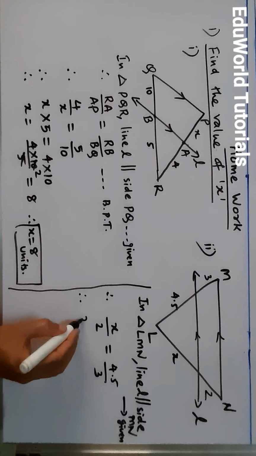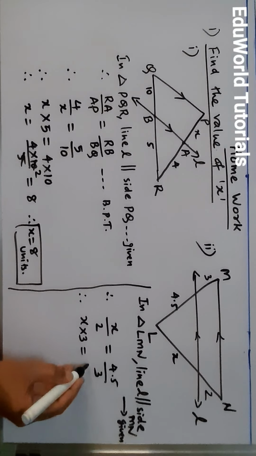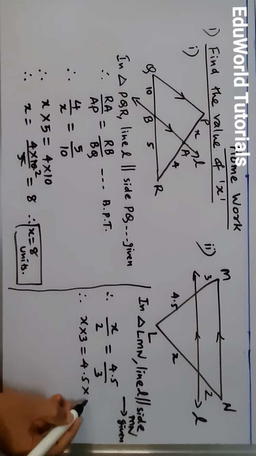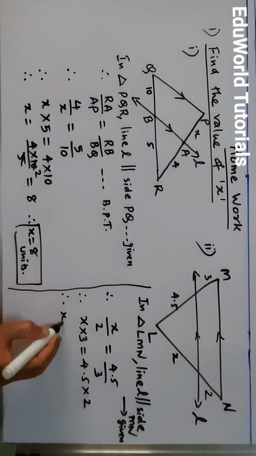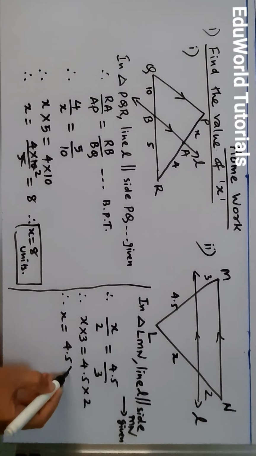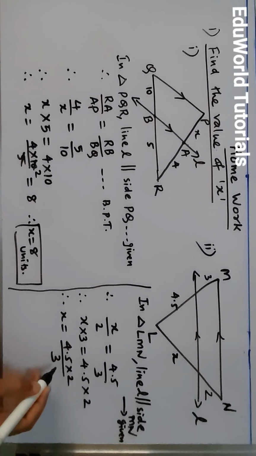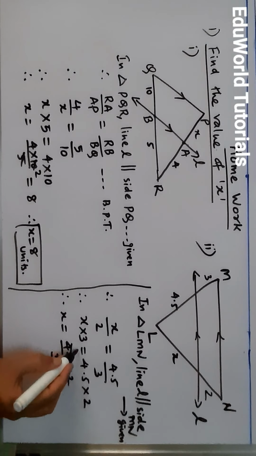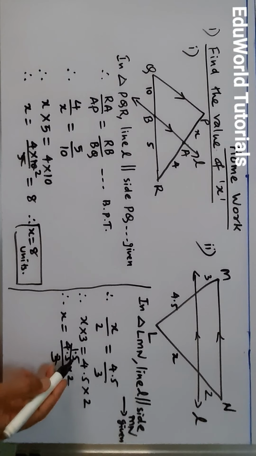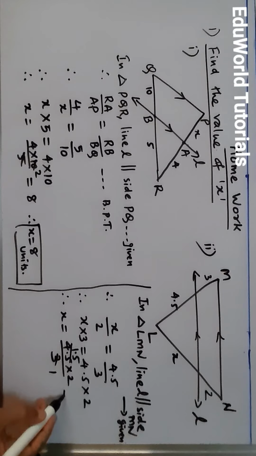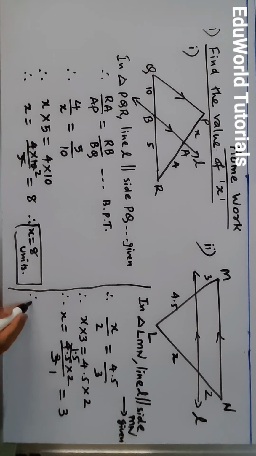X multiplied by 3 is equal to 4.5 multiplied by 2. So what is the value of x? X is 4.5 into 2 upon 3. 3 ones are 3, 3 15s are 45, but this is 4.5, so this will be 1.5, not 15. Now 1.5 into 2 is equal to 3. Therefore the value of x is equal to 3 units.